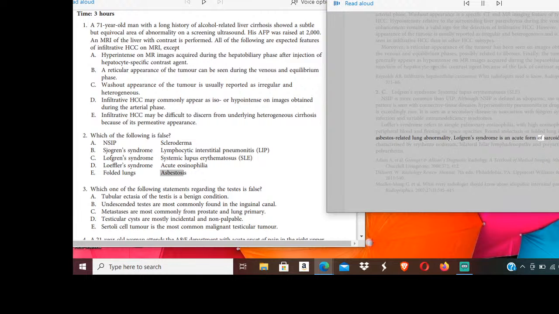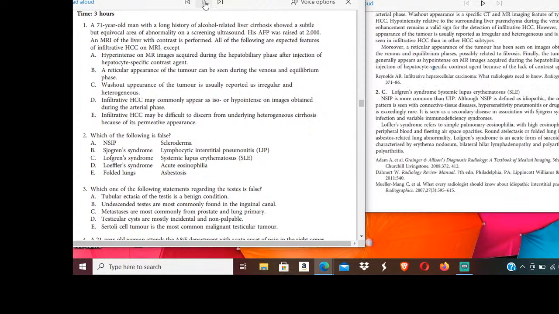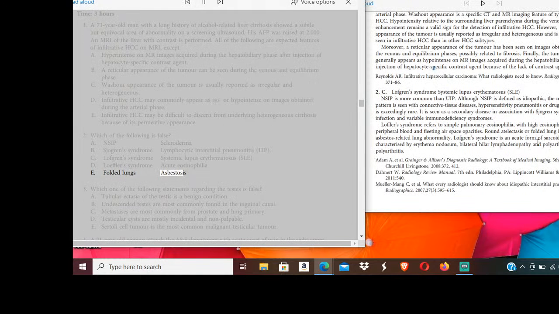Lofgren syndrome is an acute form of sarcoidosis characterized by erythema nodosum, bilateral hilar lymphadenopathy, and polyarthralgia or polyarthritis. Adam A, et al. Grainger and Allison's Diagnostic Radiology: A Textbook of Medical Imaging. 5th ed. New York. Asbestosis.